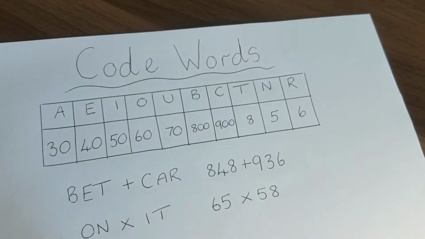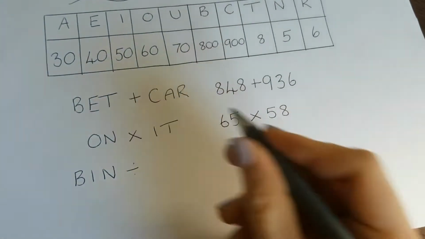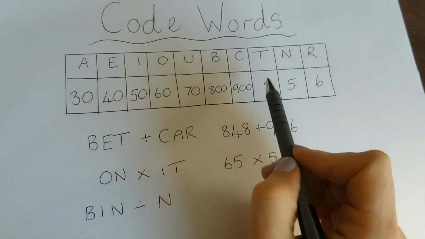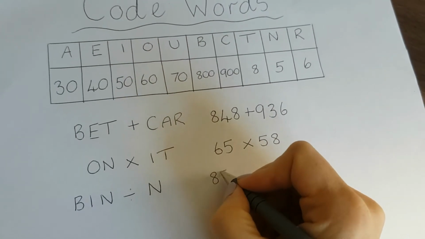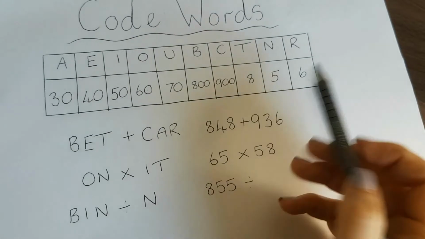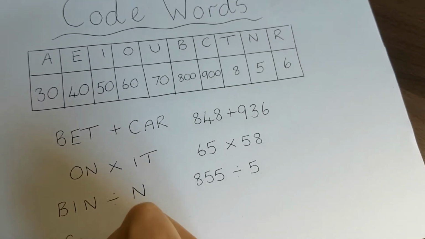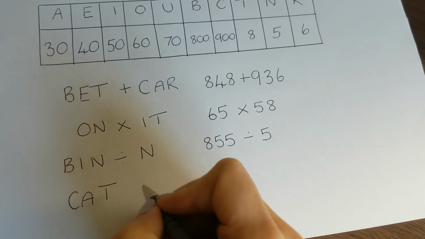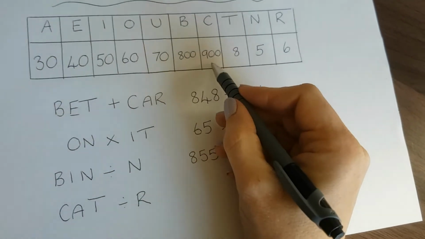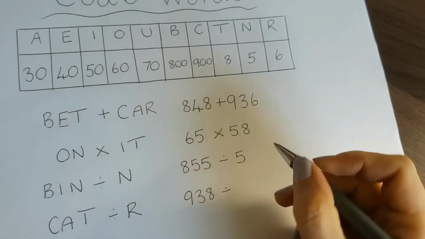You could do something like bin divided by N. So bin would be 855 divided by 5. You could do cat divided by R, which would be 938 divided by 6.